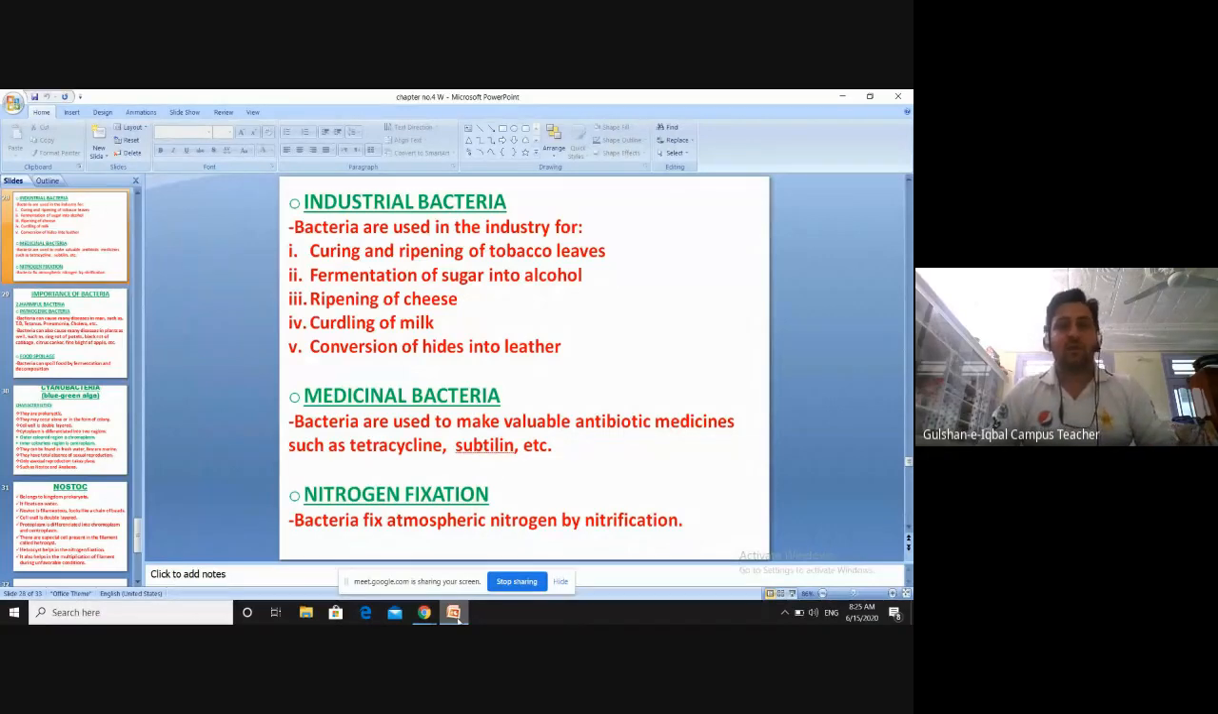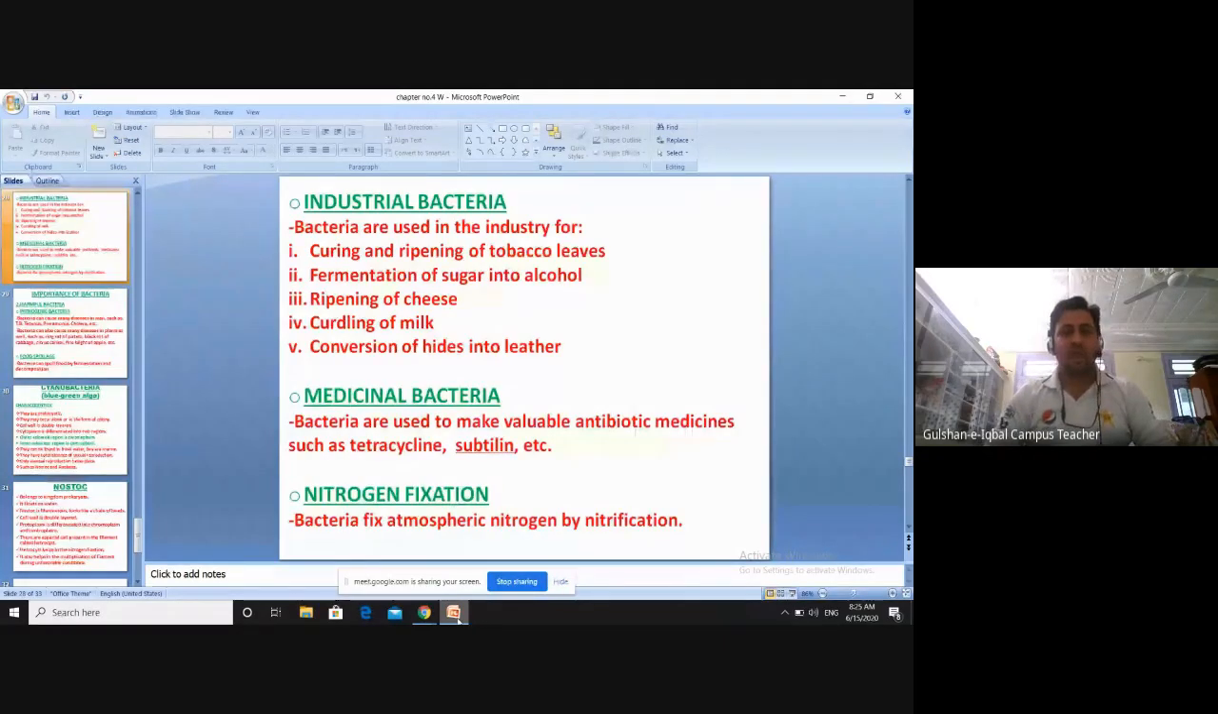Then we have the conversion of hides into leather. Hide means the kind of material which we normally get from animals when we sacrifice them, and after that we convert that into pure leather. So we get a lot of products out of it, like shoes, bags, jackets, and many other things out of that leather. So industrial bacteria is very important.